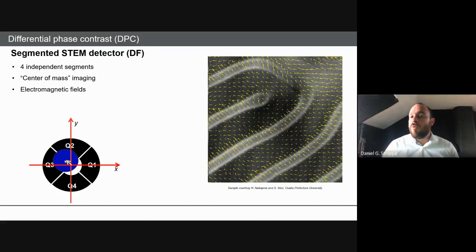It's about how the electrons deflect and how we think in terms of center of mass for a bunch of electrons going through the sample with a convergent angle. I'm going to skip here because those are more physics details.